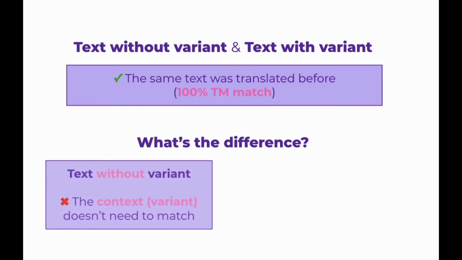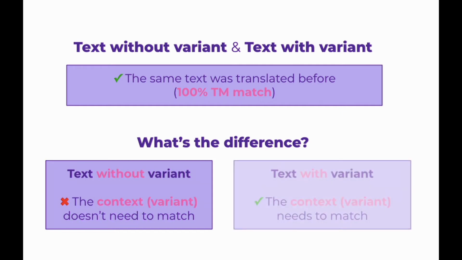Text without variant only checks if the same text was translated before, regardless of the context in which the previous translation was used. Text with variant, on the other hand, only works if the previous translation was used in the same context. To use a more technical term, this setting only kicks off the SmartMatch process if the previous translation was using the same variant.